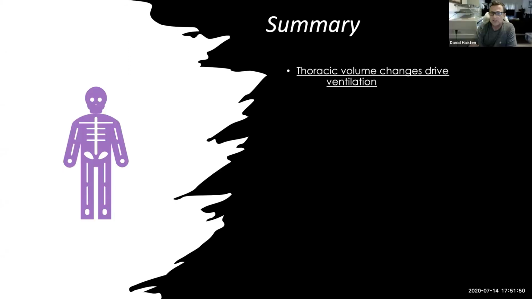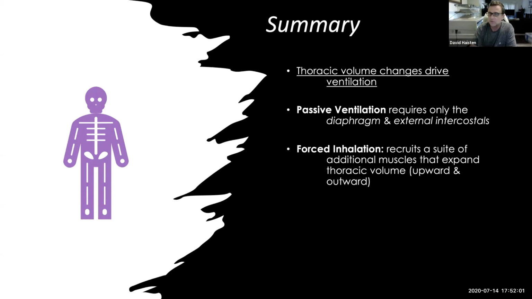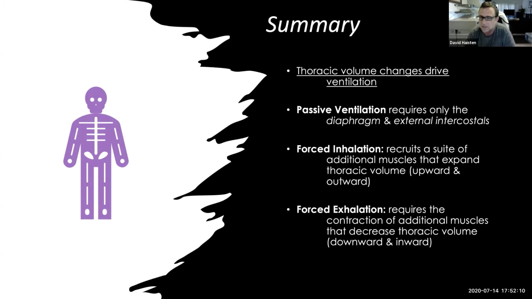So thoracic volume changes is what drives ventilation, pressure. Passive ventilation, only the diaphragm and external intercostals. Forced inhalation recruits a suite of additional muscles that expand thoracic cage volume. Forced exhalation, additional muscles contract that decrease thoracic volume, down and in. So it's pretty interesting.